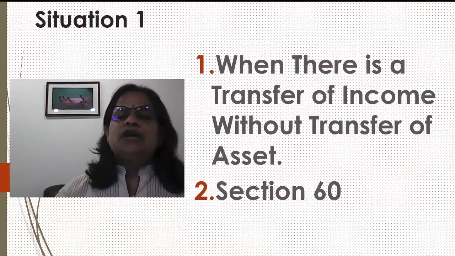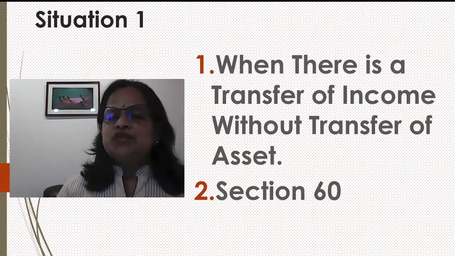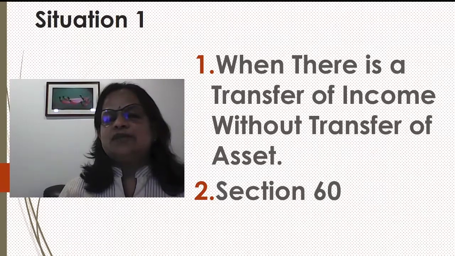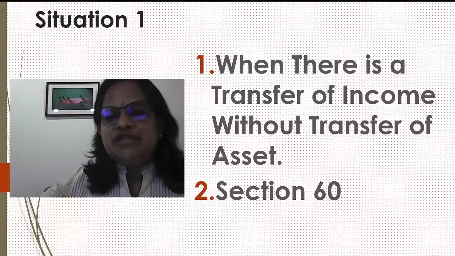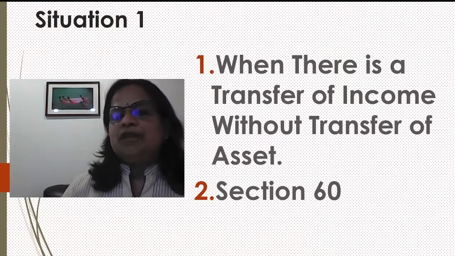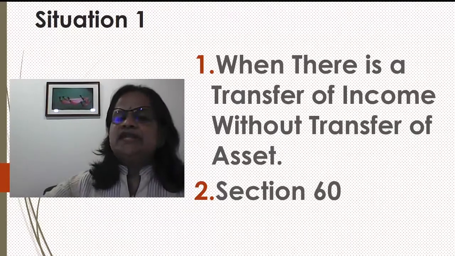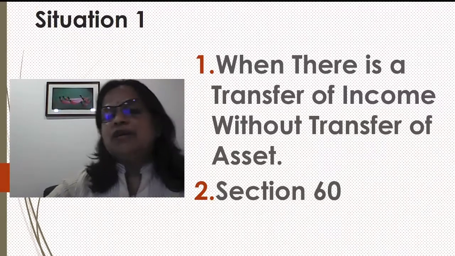So the general rule I have explained. Now I am going to situation 1: when there is a transfer of income without transfer of asset. Say, for example, Mr. A and Mrs. A. Mrs. A is the wife, Mr. A is the husband. Mrs. A has a house property. So in this case, what will they do when there is a transfer of income?